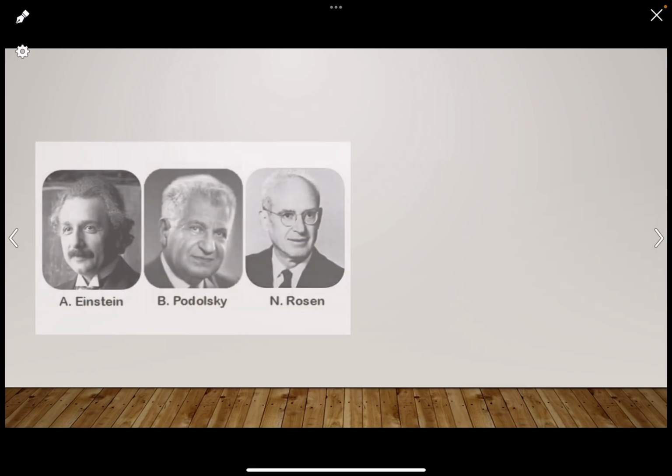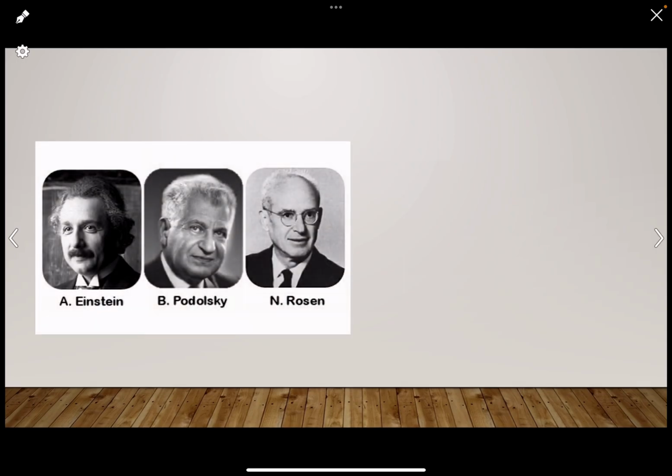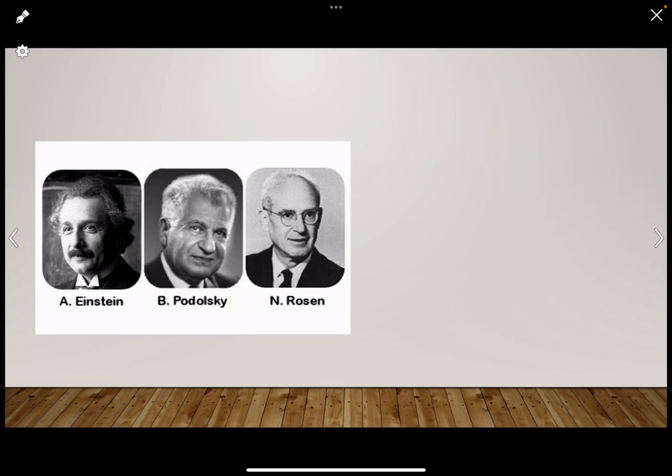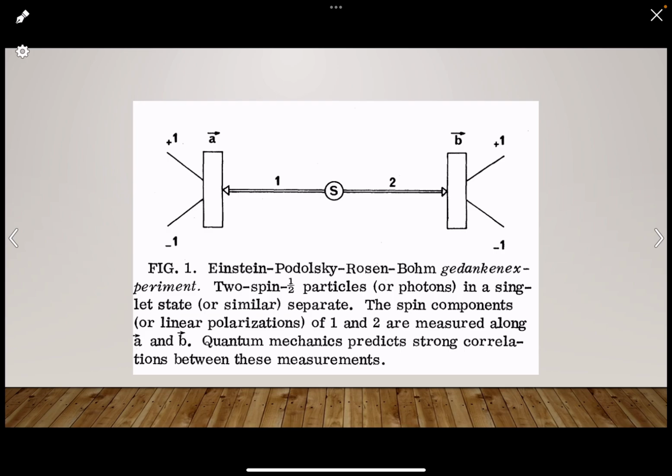Before learning about the Alain Aspect experiment, we're going to have a short preview of EPR and Bell's inequality. EPR is an argument made by three scientists: Einstein, Podolsky, and Rosen. And Bell's inequality is an inequality made by a scientist called Bell. The EPR had a thought experiment to argue that quantum mechanics is incomplete. We're going to look at the thought experiment that made this argument.